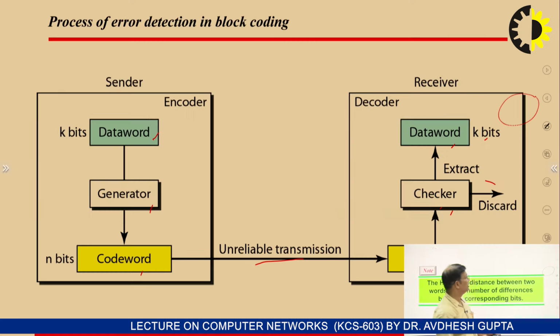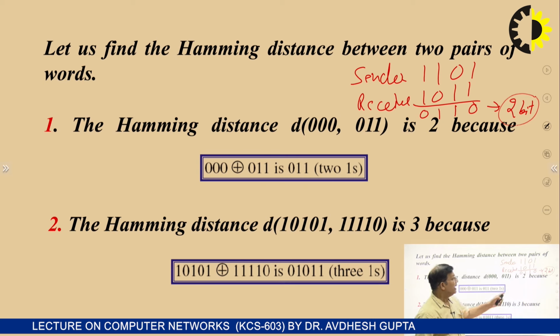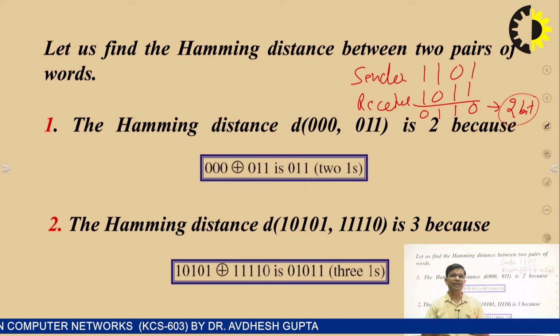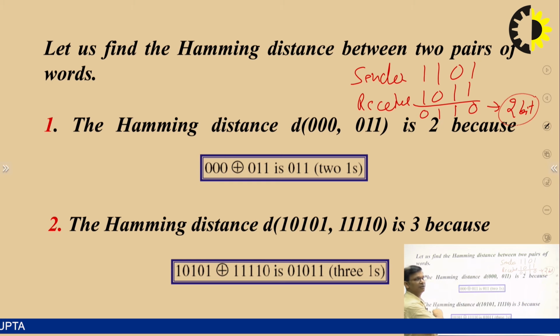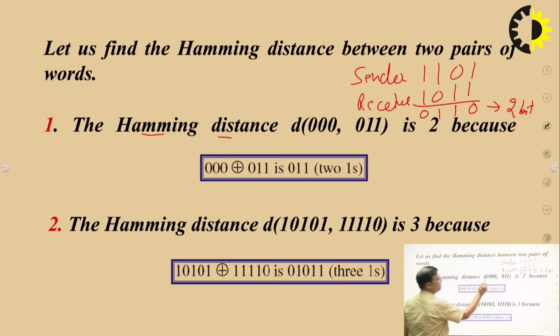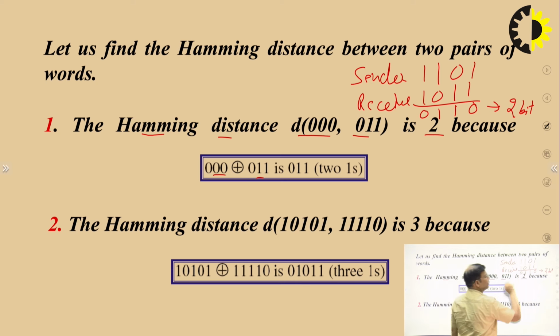This is called the Hamming distance. The Hamming distance is the difference between the sending bits and the receiving bits: how many bits have been changed? Now read this example. The Hamming distance D is 2 because only 2 bits have been changed. Now see here, do not check which bits are changed, just apply the XOR operation on each bit: 1 and 1 gives 0, 0 and 1 gives 1, 1 and 0 gives 1, 1 and 1 gives 0.